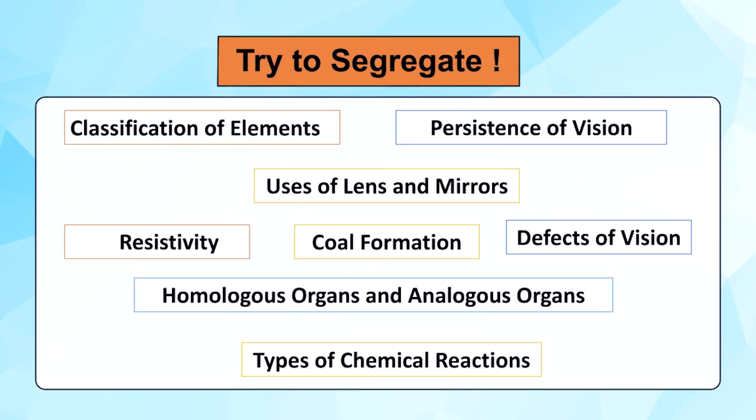Now, let us try to segregate the topics: classification of elements, resistivity, uses of lenses and mirrors, defect of vision, coal formation, types of chemical reactions, homologous organs and analogous organs, and persistence of vision based on approaches, deductive or inductive, to be used for classroom teaching. The deductive method can be used to explain classification of elements, coal formation, resistivity, persistence of vision, homologous organ and analogous organ. However, the defect of vision, types of chemical reactions, uses of lenses and mirrors can be taught by an inductive approach. Now, we would like to discuss the most common methods or strategies for the teaching of science.